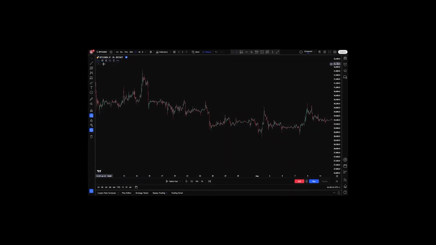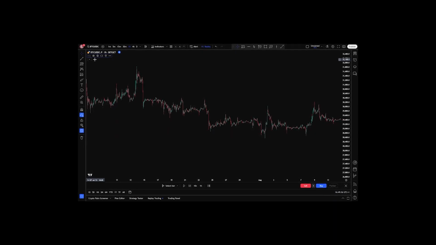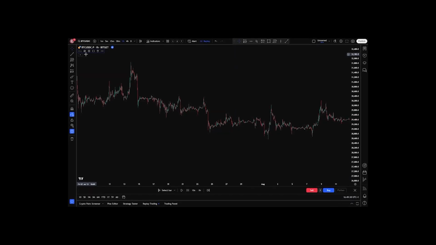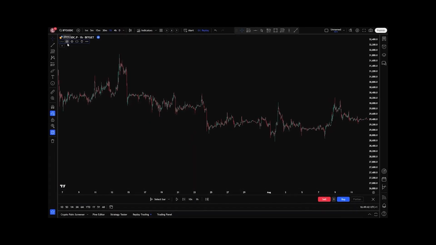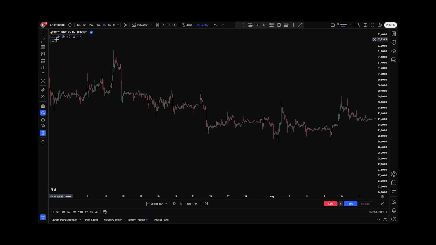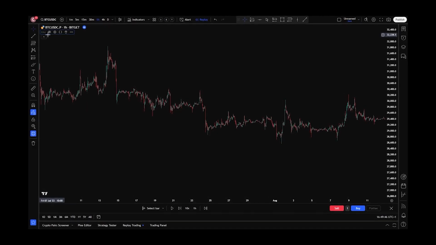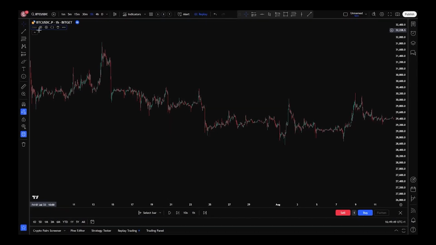But how do we actually draw Fibonacci retracement on the chart? First, we need a good charting tool. I recommend using TradingView. The link is in the video description. Once you're on TradingView, follow these steps. First step, identify a trend. Before drawing Fibonacci, we need a clear trend. Is the market in an uptrend or downtrend? The tool works best when price moves in one direction and then pulls back.